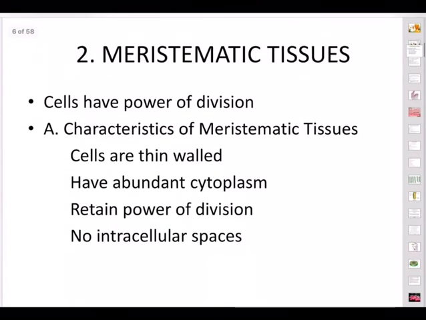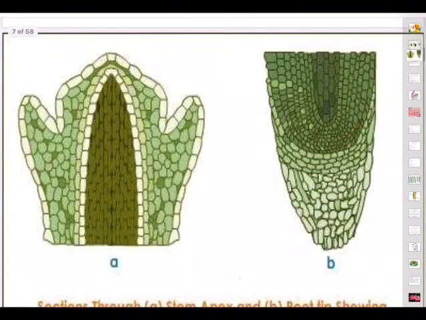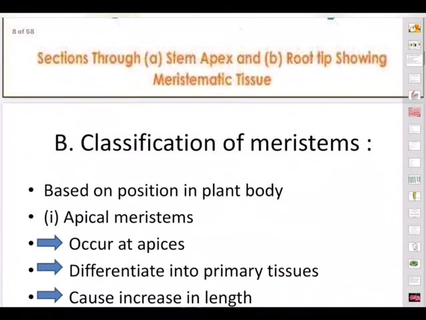And as I said just now, meristematic tissues are very, very unique tissues. Why are they unique? They have power of division. Until what time? Throughout life, power of division. So characteristics: cells are thin-walled, have abundant cytoplasm, retain power of division, and have no intercellular spaces. That's why it's very important. Look at that. The meristematic tissue in the tip region, as you are seeing, stem apex and root tip showing apical meristematic tissue. So they continuously divide.